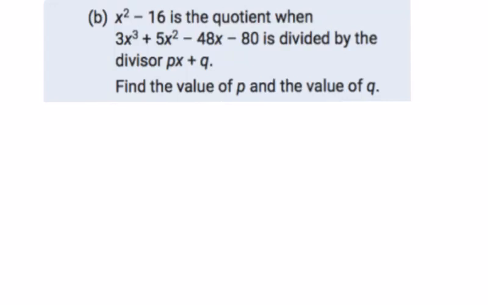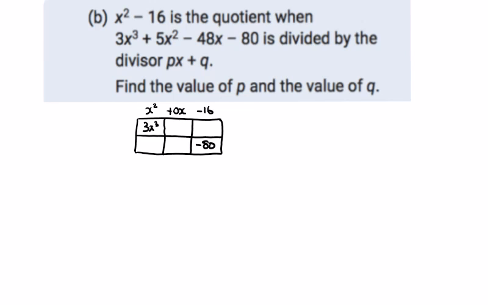In part B, we have x squared minus 16 is the quotient, so it's box method again. We're given the quadratic answer, which goes on top. So 3x cubed minus 80. And we have x squared, and we have 0x, that's the key to this question. And we have minus 16. So we're working the opposite way around.